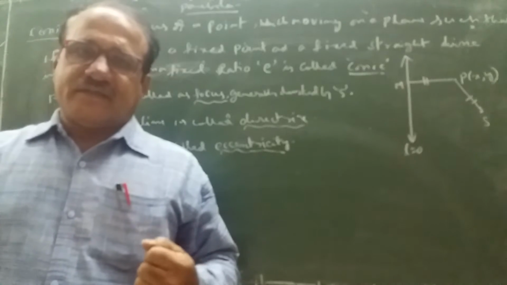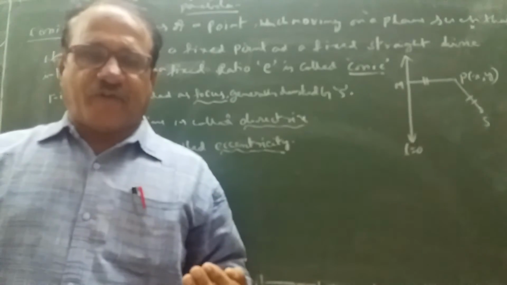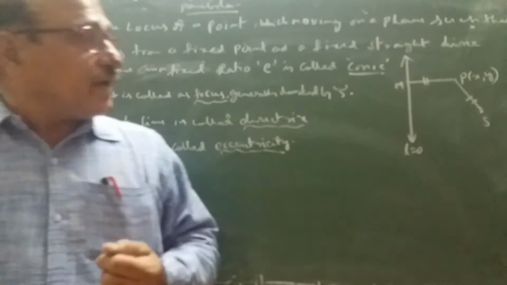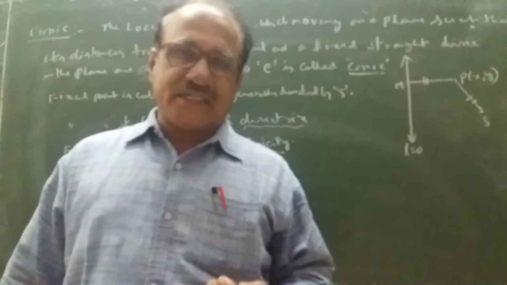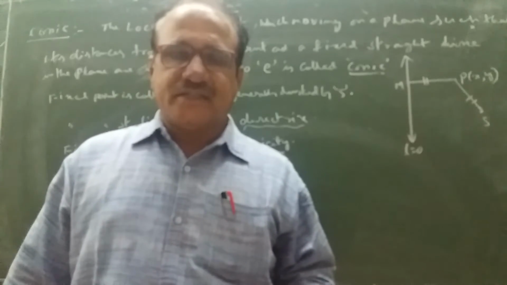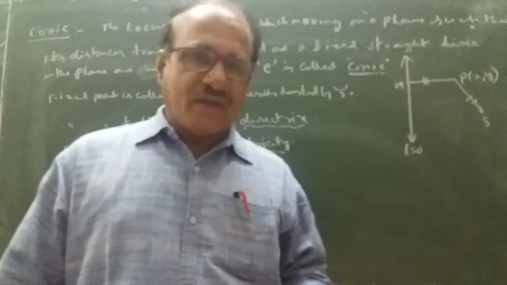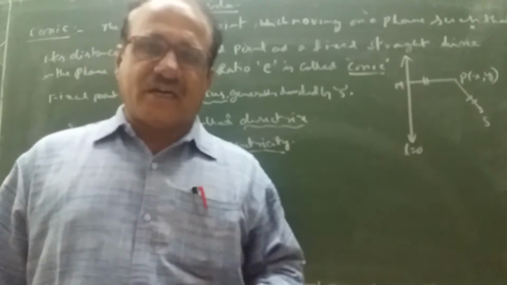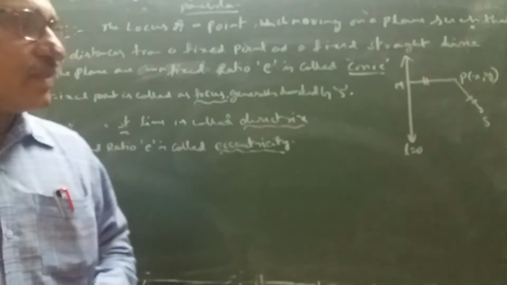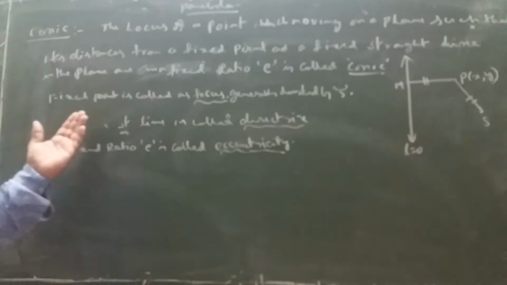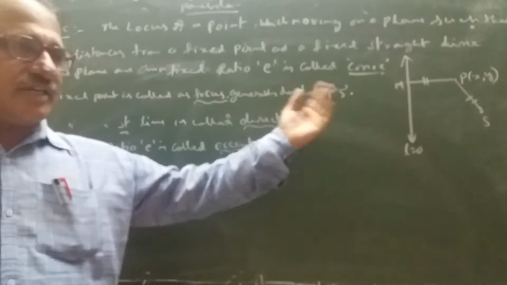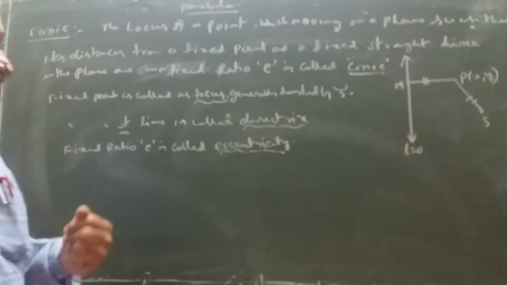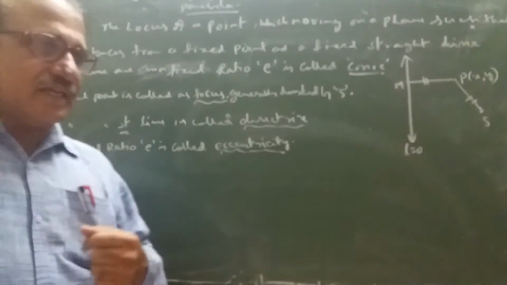What is a conic? The locus of a point moving on a plane such that its distances from a fixed point and a fixed straight line are in a fixed ratio is called the conic. That fixed point is called the focus and is generally denoted by S. That fixed straight line is called the directrix and the fixed ratio E is called the eccentricity.